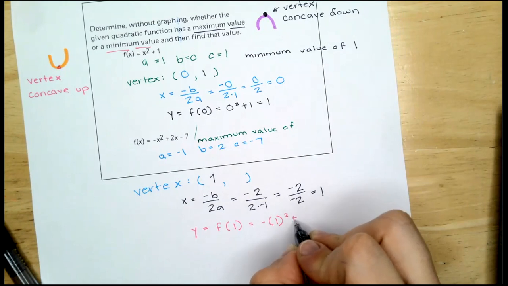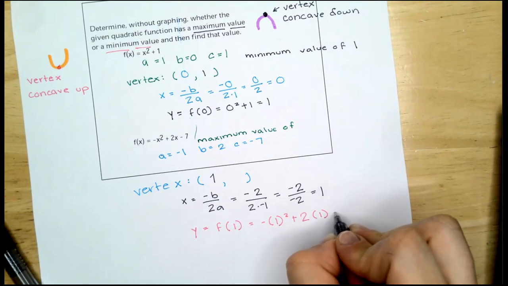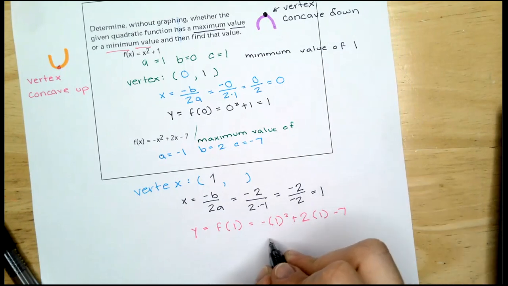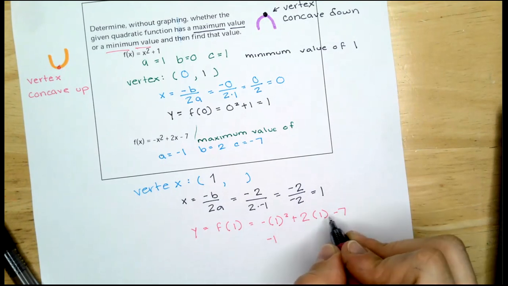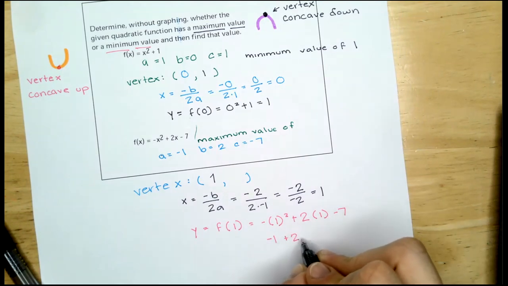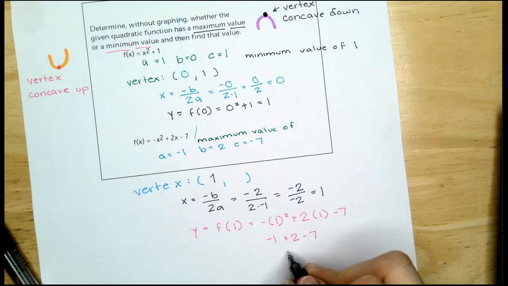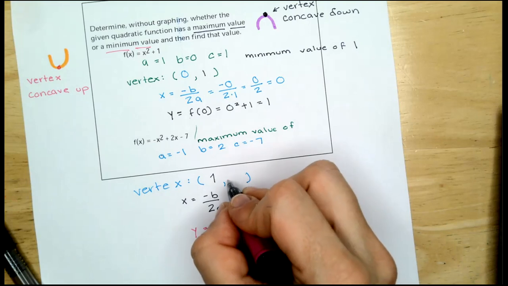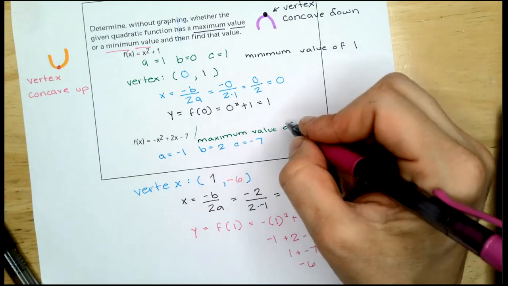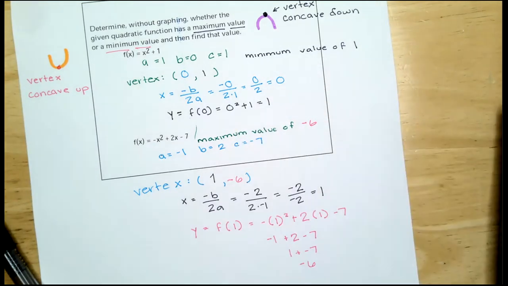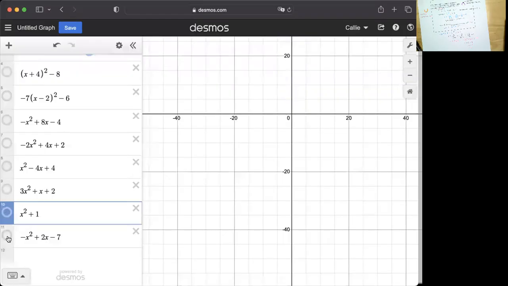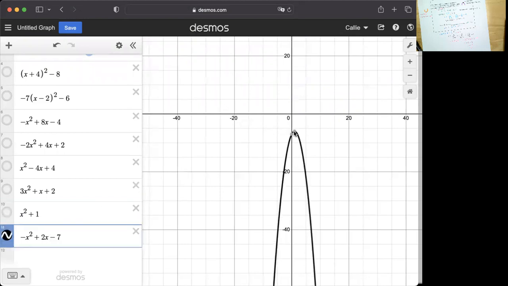And then my y value is f of 1, which is -1 squared plus 2 times 1 minus 7. -1 squared is a -1. 2 times 1 is 2 minus 7. -1 plus 2 is just 1, plus a -7 is a -6. So it's a maximum value of -6. Let's see if we got it right. That's the graph of -x squared plus 2x minus 7, maximum value of -6, my y value.